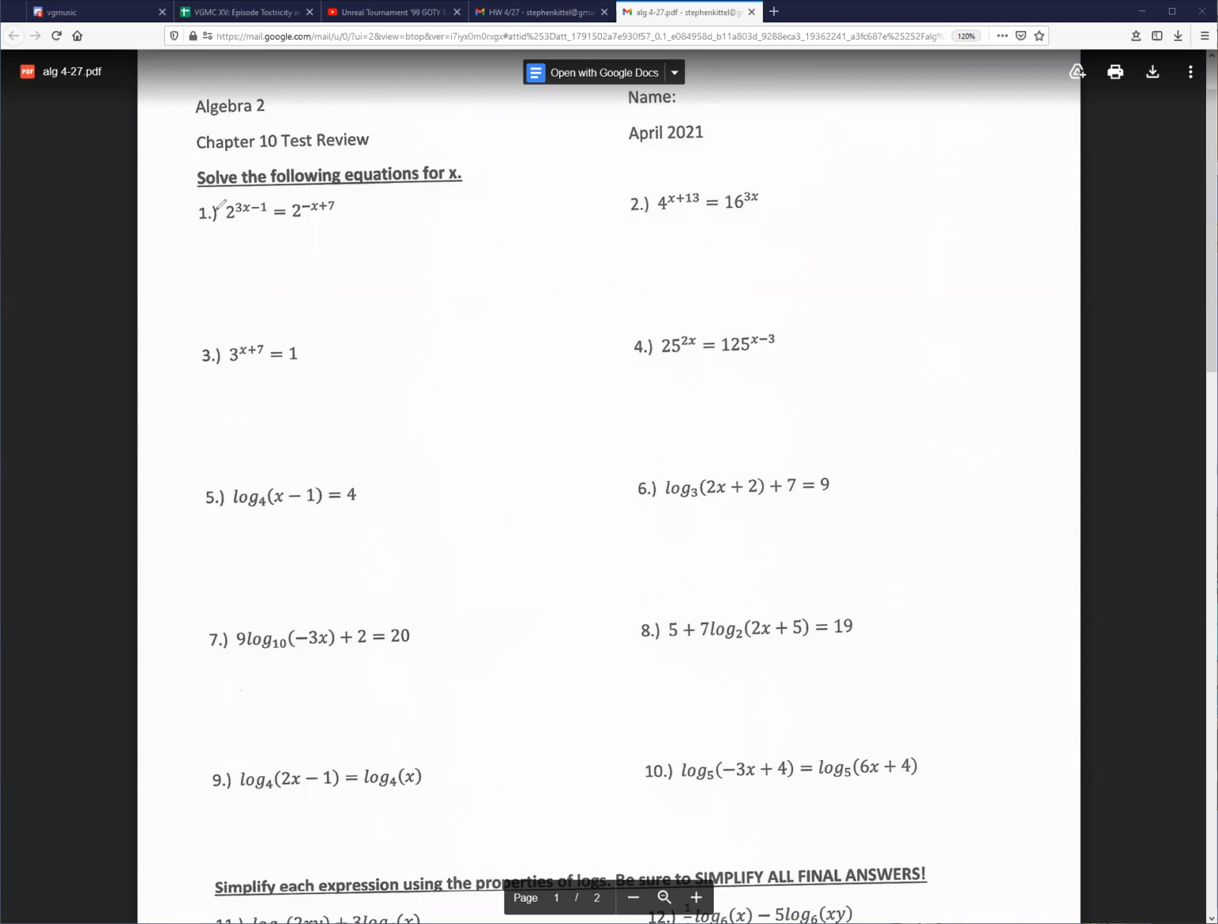We've got exponentials with like bases. We just log base 2 both sides. Easy. And solve. 4x equals 8, x equals 2.